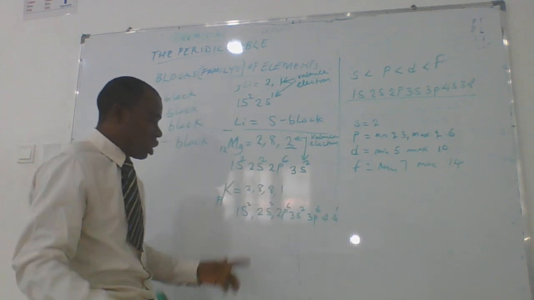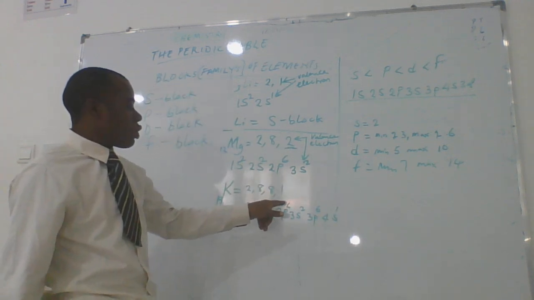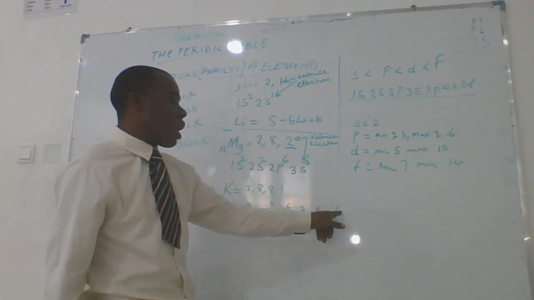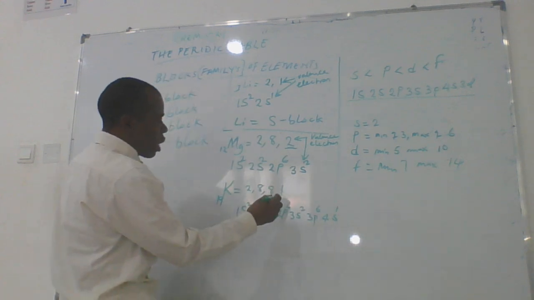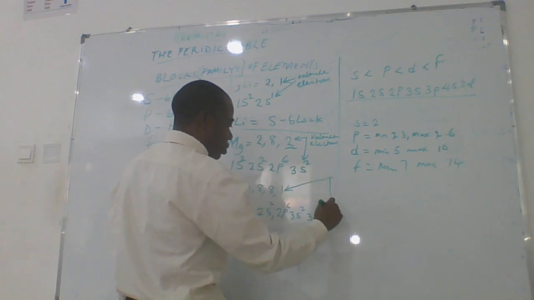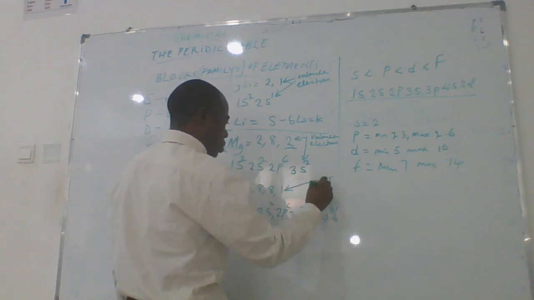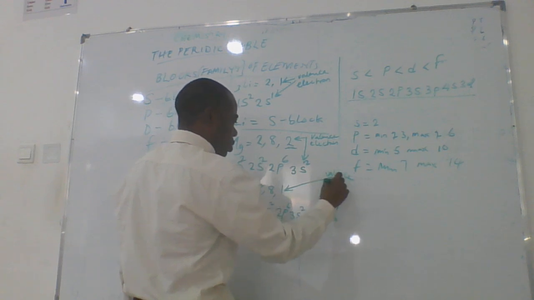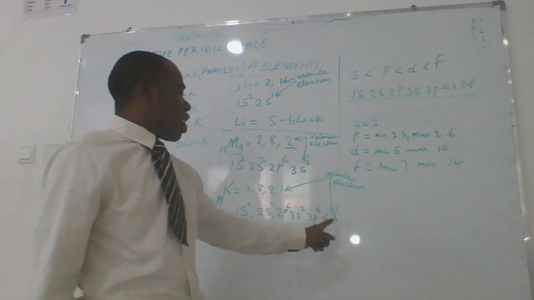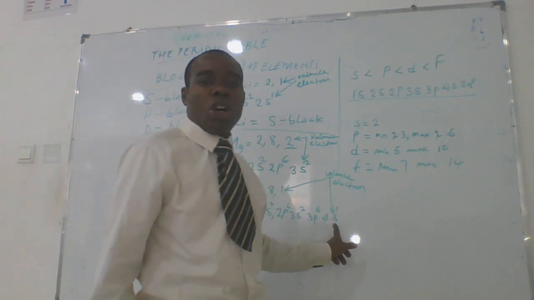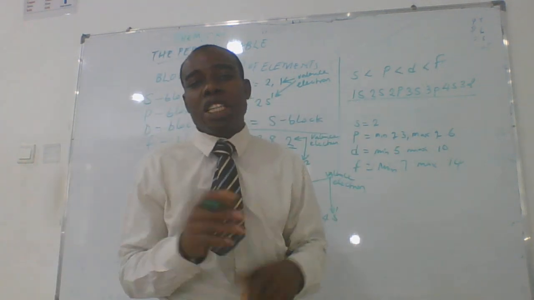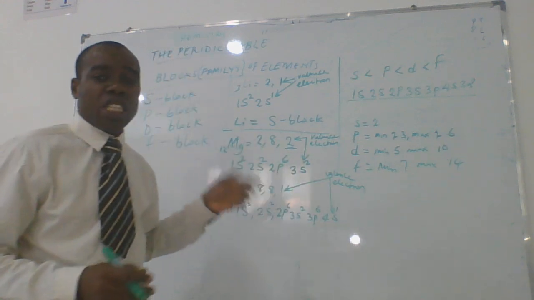So let's sum it together to see. 2 plus 2, that's 4, plus 6, that's 10, plus 2, that's 12, plus 6, that's 18, and plus 1, that's 19. Now come to potassium. Here is the valence electron. As you can see, the valence electron of potassium falls on the S orbital. So that is why group 1 and group 2 elements are called S block elements. So potassium belongs to the S block element.